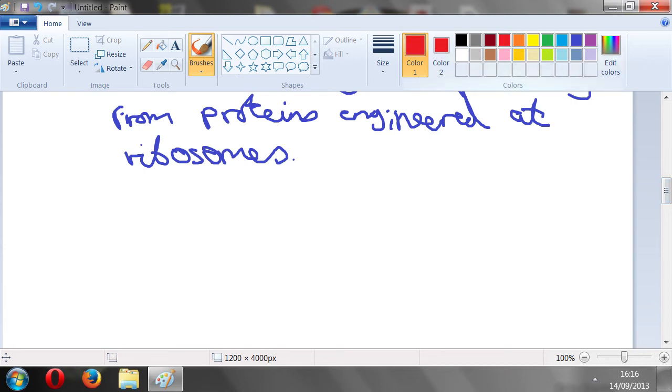How many did I do before? I did 4 last time, so I could do 4 here. Well, there's no actual limit on how many I can do. We'll see how many I get through anyway. So that's the rough endoplasmic reticulum.